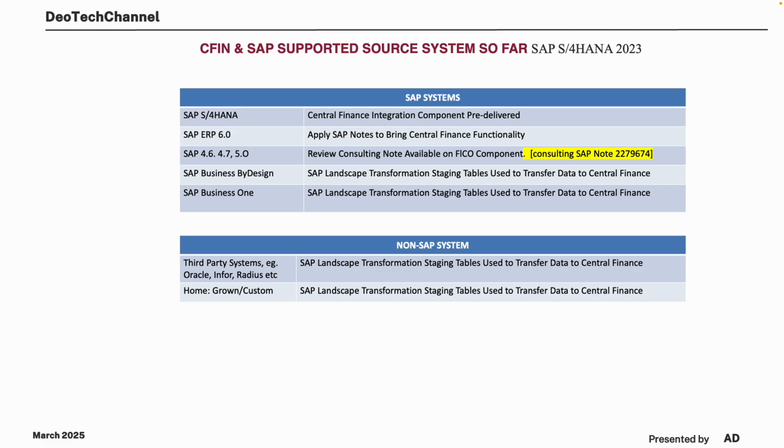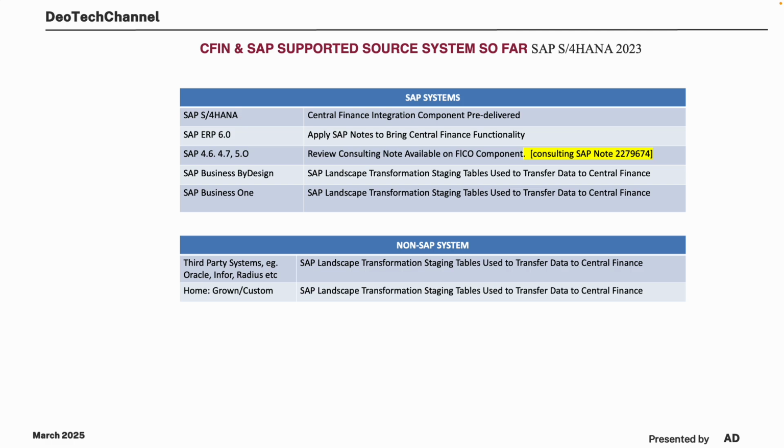For older SAP ERP versions 4.6, 4.7, 5.0, additional consulting and technical adjustments are required, specifically through the FICO components note. I have mentioned here one SAP note. This note gives an idea and shows the process of how to raise a consulting note, and how with the consulting note SAP supports financial data replication from those 4.6, 4.7, 5.0 source systems.